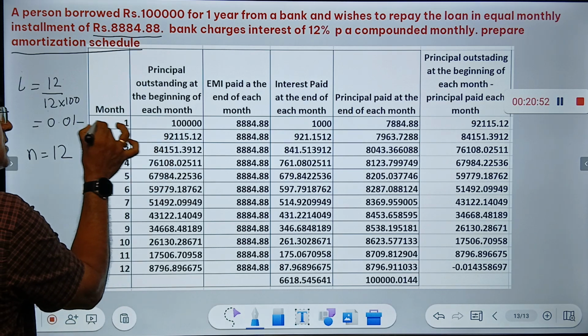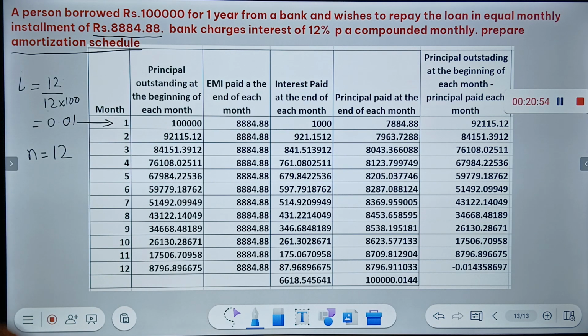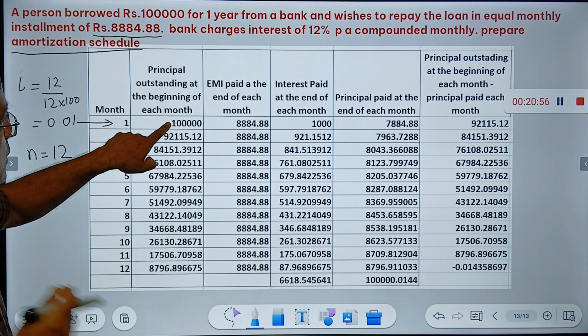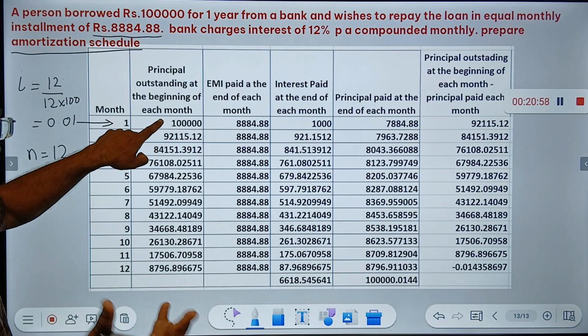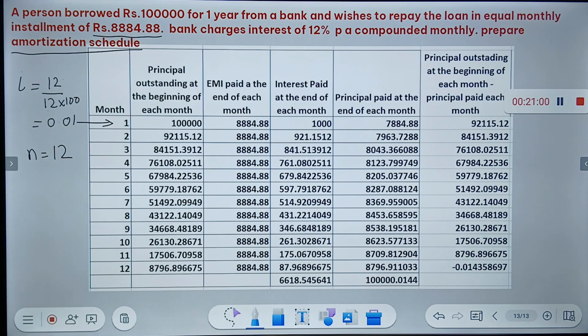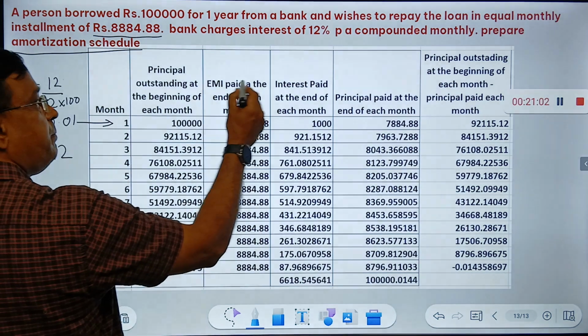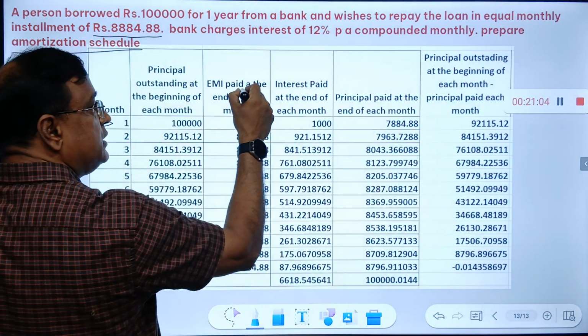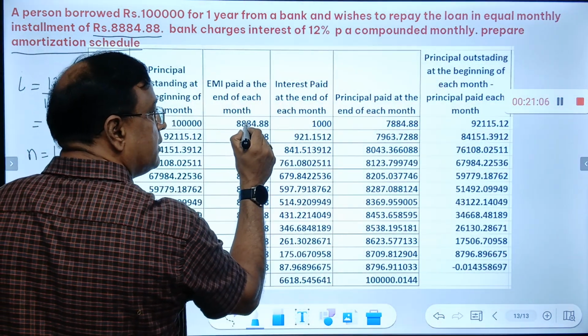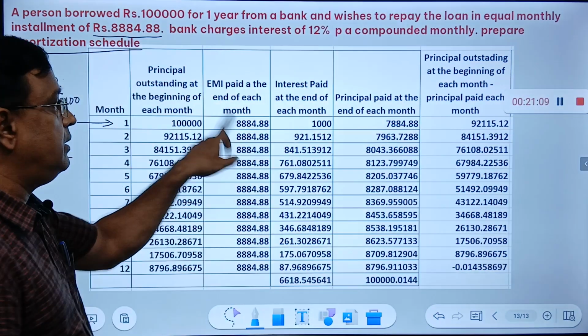Just look only at this column. For the first month, the amount outstanding in the beginning is 1 lakh. And the EMI paid at the end of each month is 8,884.80. This is the EMI.